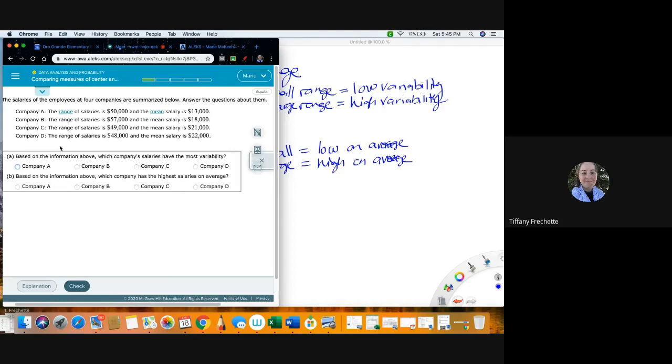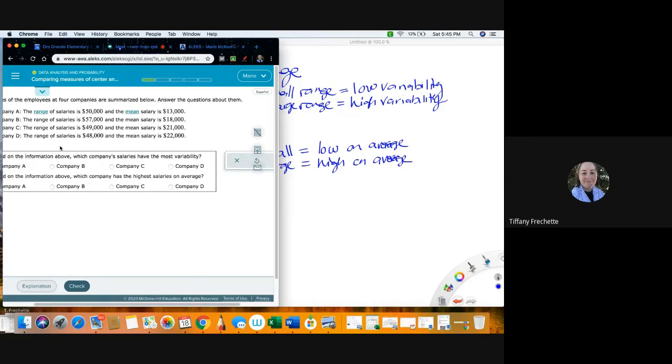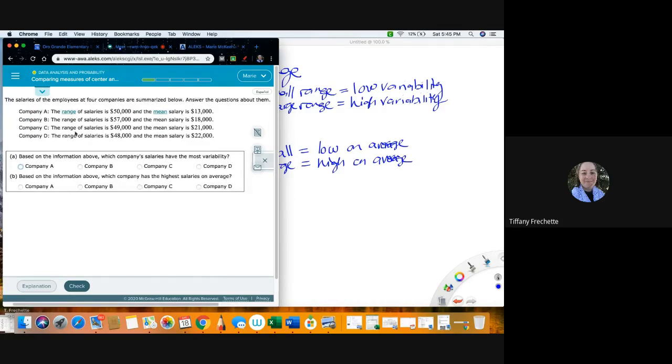The salaries of the employees at 4 companies are summarized below. Answer each question about them. So here we have the range of the salaries first, and then the mean is second. So be careful about that. Make sure you read. Alex does like to flip-flop things.